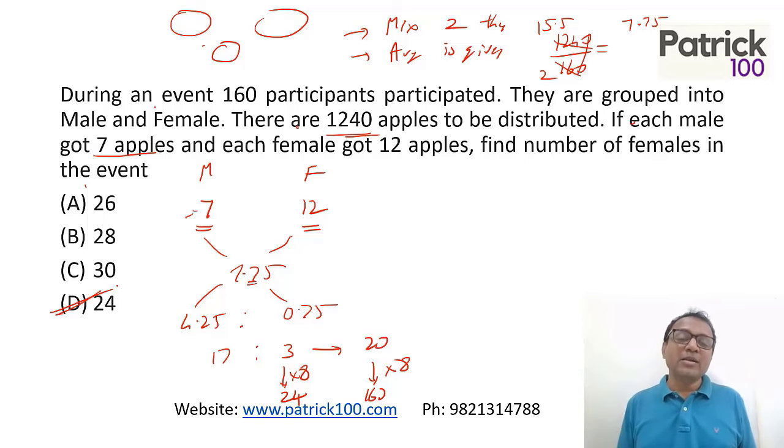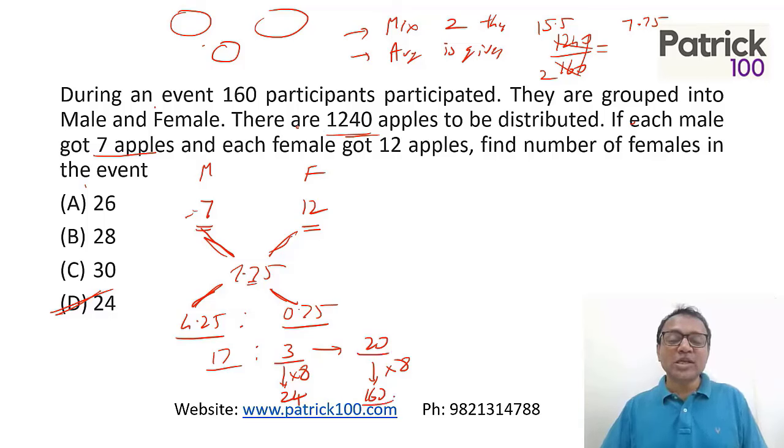You can do it by equation as well, but if you're good at alligation, you can solve a few questions quite fast. Find the average, 7.75. Then do alligation. Whatever you get by subtracting the males from the average, you write on the other side; females with the average, you write on the other side. And find the ratio. That will give you the ratio of the number of males and females. 20 stands for 160, 8 times. So females are 3, and 3 will stand for 24.